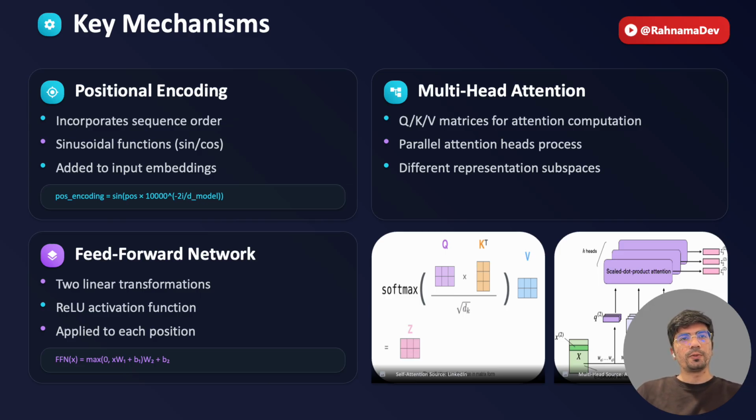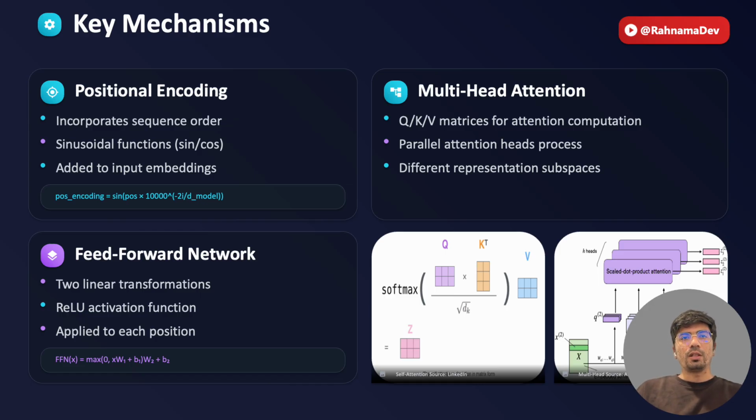So another section is, finally, the feed-forward network. The formula shown is FFN(x) = max(0, xW1 + b1) W2 + b2. This is a two-layer neural network with a ReLU activation.